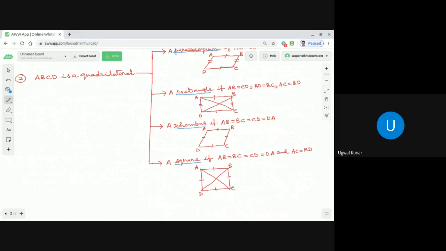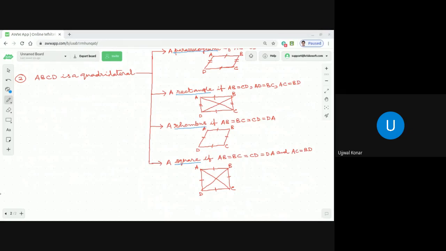always. Correct? And in case we find that in a rhombus the diagonals are also equal, then we can say that in that case the rhombus has actually converted to a square. Instead of a rhombus, we can say this is a square. This is about the quadrilateral.